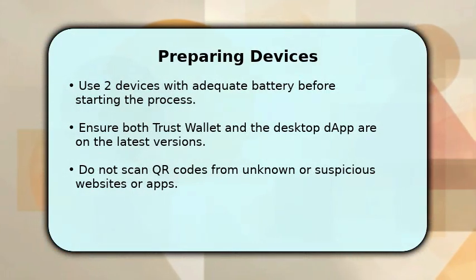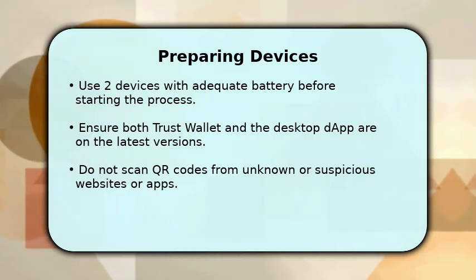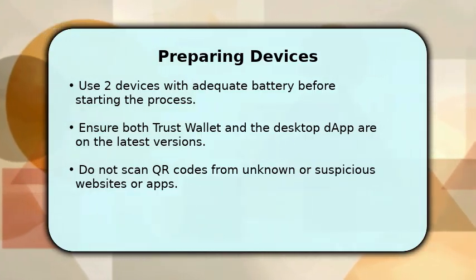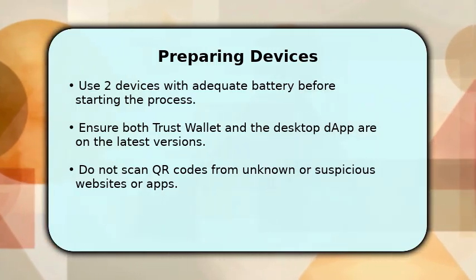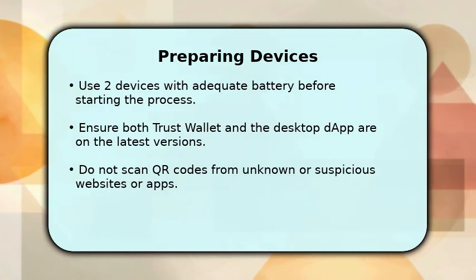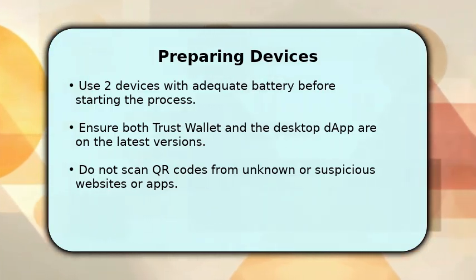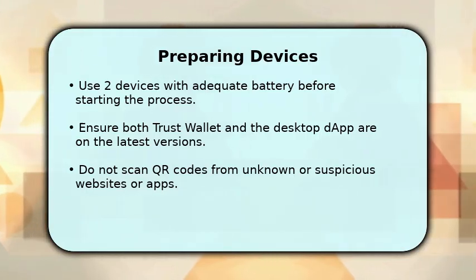Make sure both devices are ready and running updated software before attempting a connection. On your desktop, open the D-App and reveal the Wallet Connect QR code. In Trust Wallet, tap Settings, then Wallet Connect, and use the in-app scanner to capture that QR code. Confirm the D-App name and account on your phone and approve the session. If anything looks off, cancel and verify the D-App identity first.